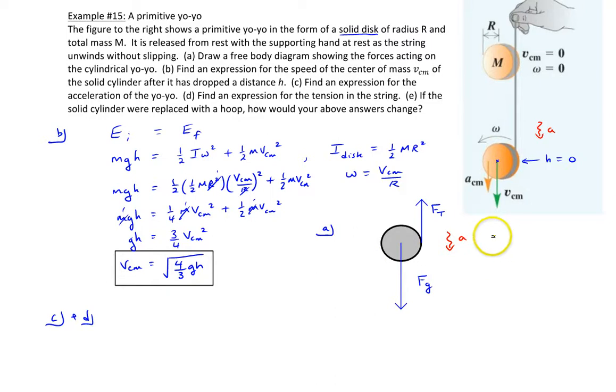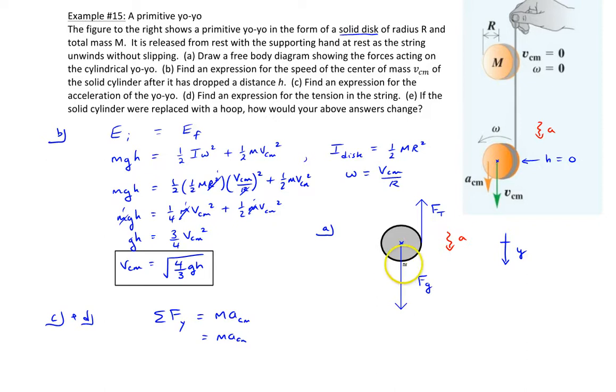So if you just look at this in terms of F equals ma, you have the sum of F along the y-axis, and let's assume our y-axis is positive going downwards, is equal to m times a. And that's an acceleration of the center mass right here. The net force is caused by these two forces.